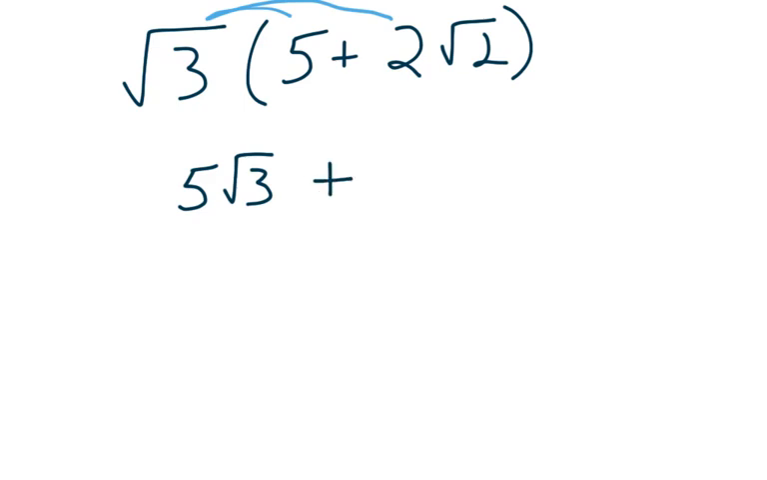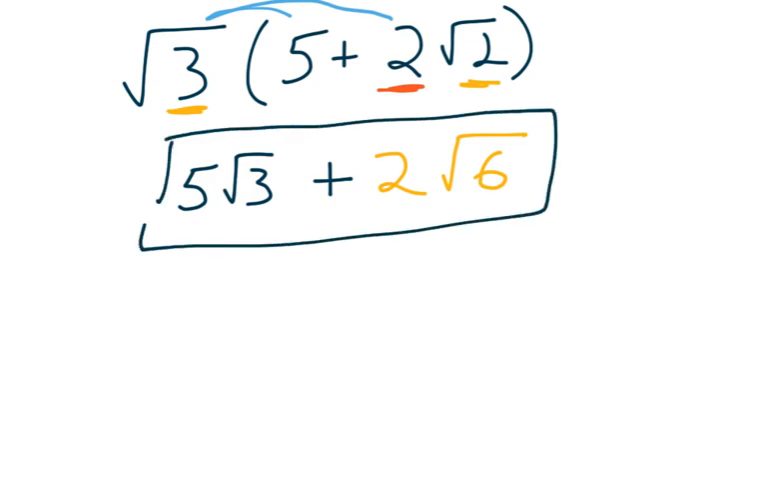Root 3 times 2 root 2, well, 2 is the only coefficient in that one, but we have a 3 and a 2 there. So it'll still be 2, but then it'll become the square root of 6, because 3 times 2 gives you 6. And since these do not have the same radical, you cannot combine them. There's your answer. Easy.